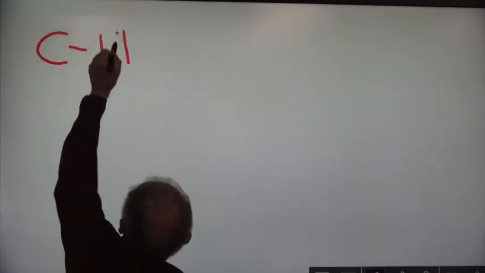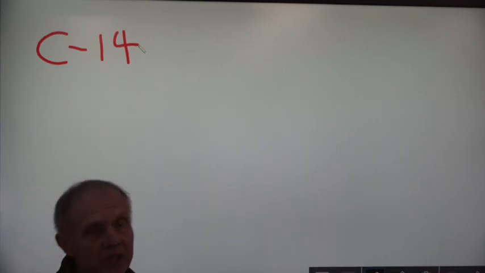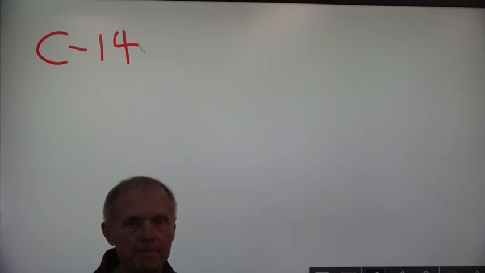Now, the next one is even cooler. Okay? The next one is used to date things that were living. So this is what we're going to be talking about. Carbon-14, that's the radioactive carbon. Now, carbon-12 is normal, and that's what's in CO2, but there is some carbon-14 in the CO2, okay?